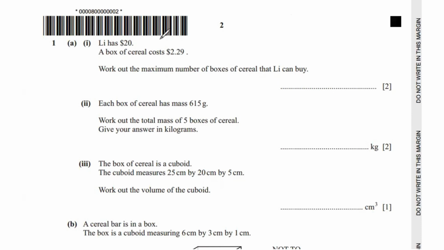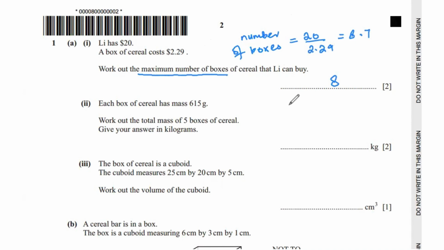So whenever we have the same metric units and they're asking us to find the number of something, we divide those. So number of boxes would be 20 divided by 2.29, and that will give us 8.7. So maximum number of boxes would be 8.